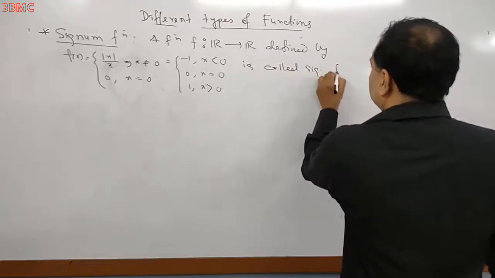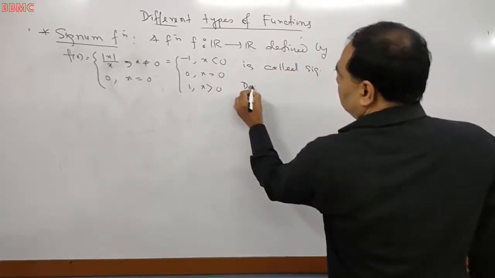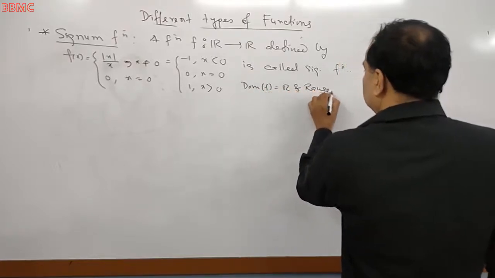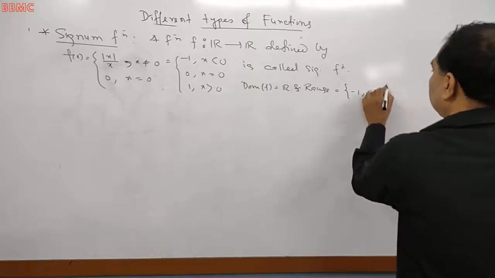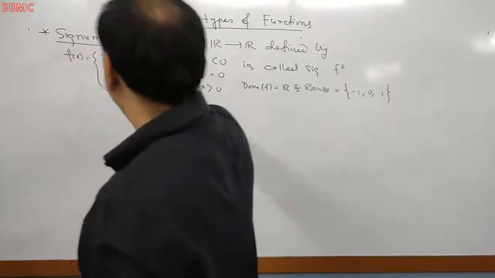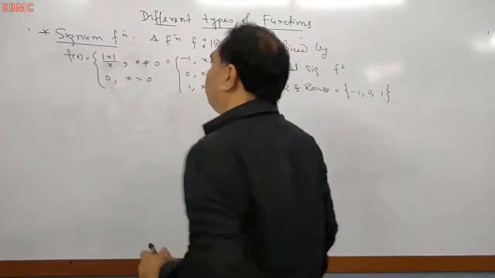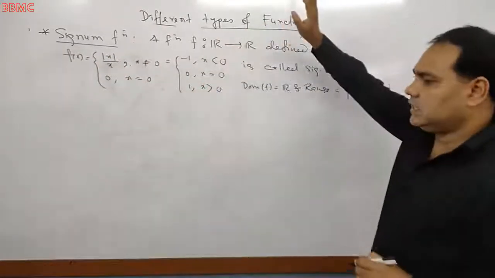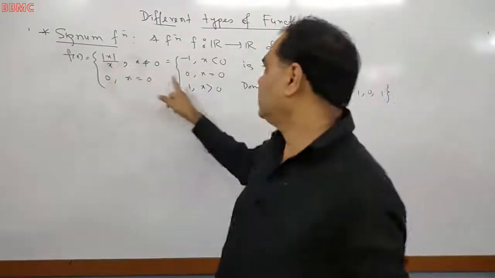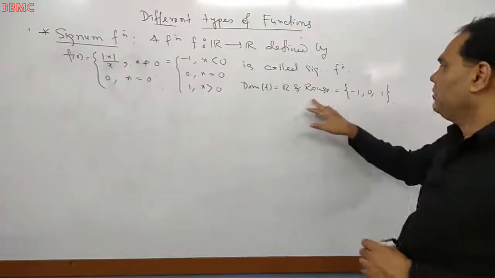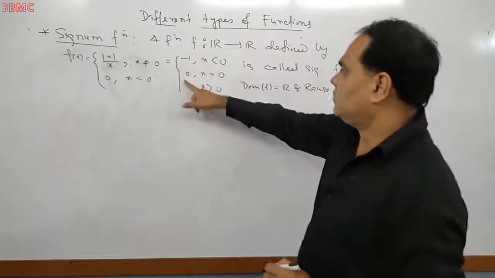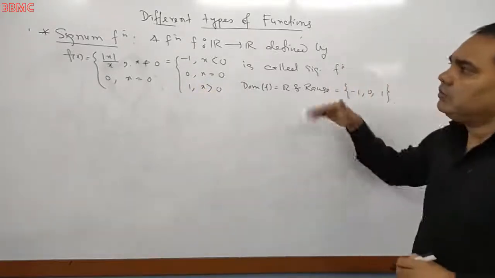What is the domain? R. And what is the range? -1, 0, 1. This is the main definition of a signum function, a very important function. f is the function from R to R defined by this, called the signum function. Here domain is equal to R and range is equal to -1, 0 and 1.